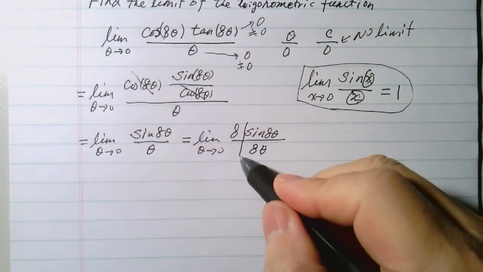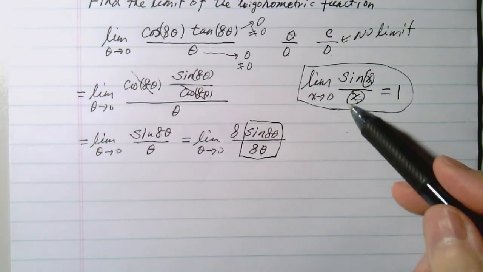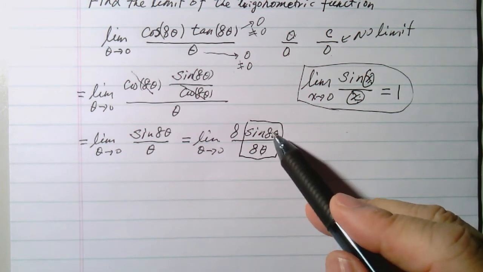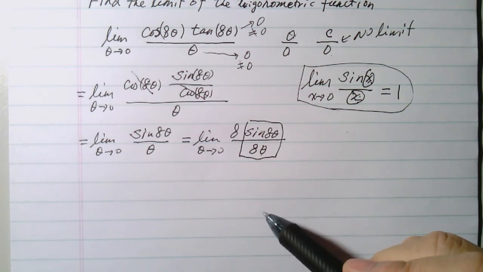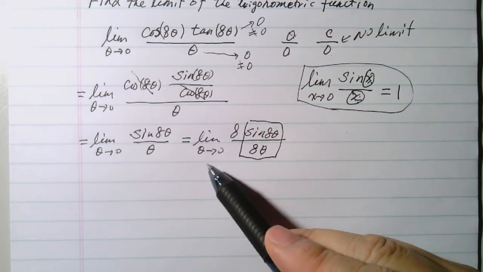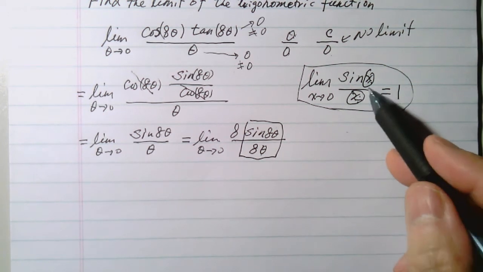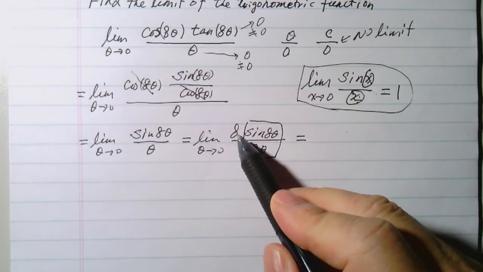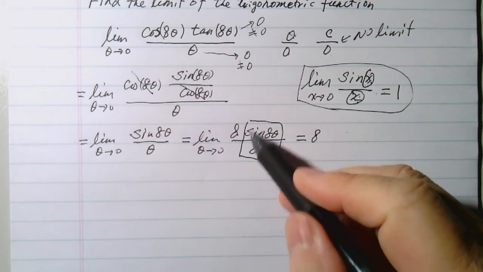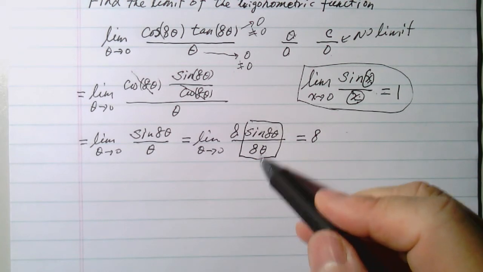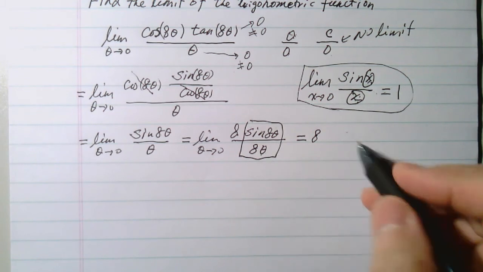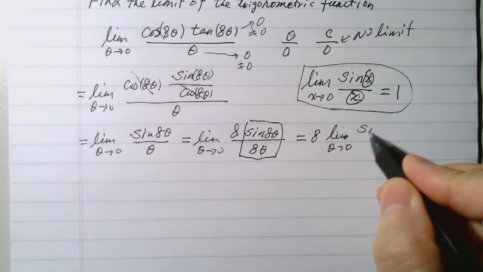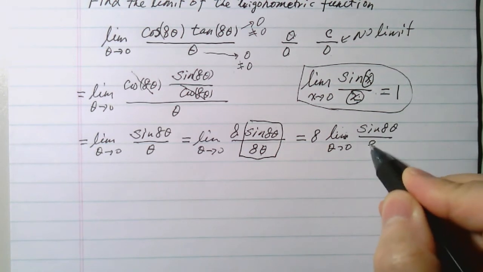Now this has the same format as the special limit. If you call 8 theta x, that means sine x divided by x. Theta approaching 0 means x approaches 0. So that's the limit. Now the 8 is a constant, so I can factor out the 8, and the remaining part we know has a limit, which means I can take the limit of that part.